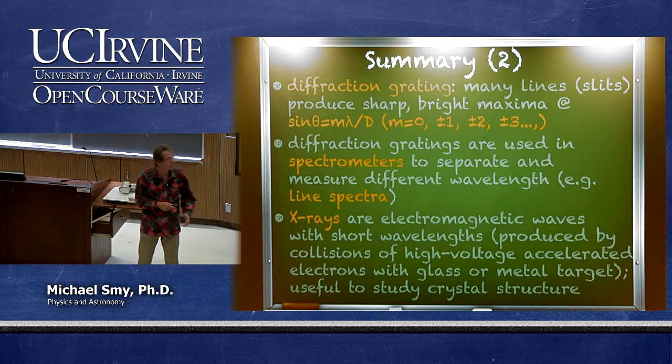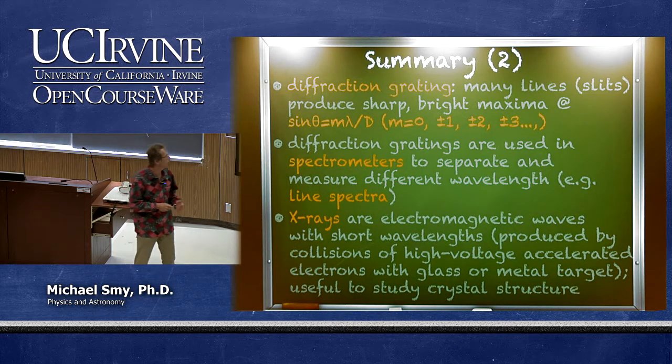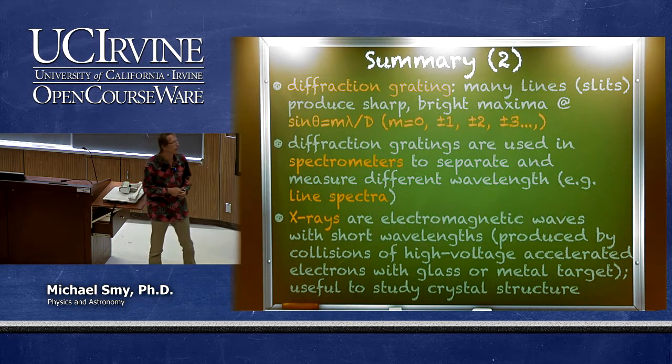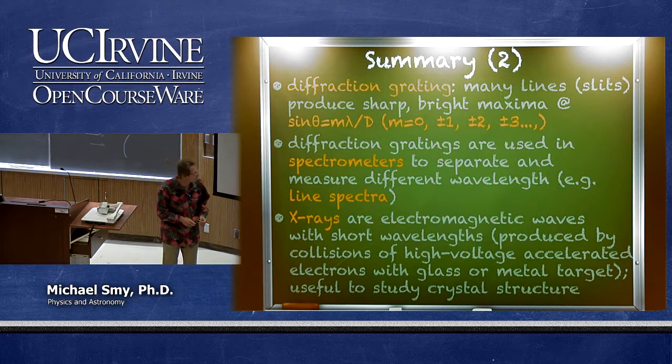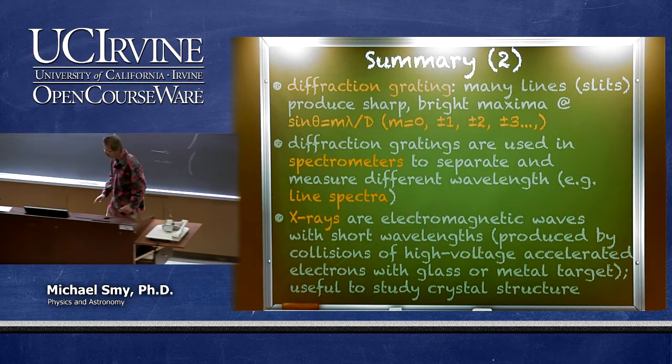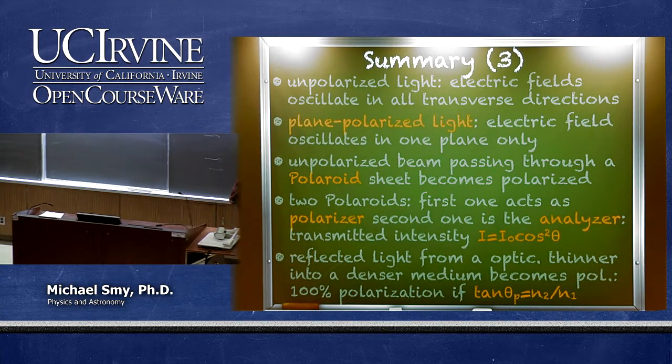X-rays are also electromagnetic waves, and they have shorter wavelengths, and they are produced by collisions of high voltage accelerated electrons with glass or metal targets, useful to study the crystal structure of materials, for example. And they played a role in the discovery of the double helix structure of the DNA.